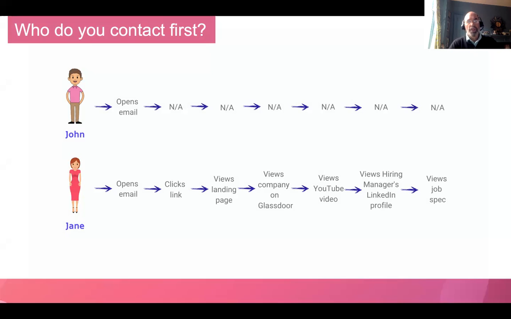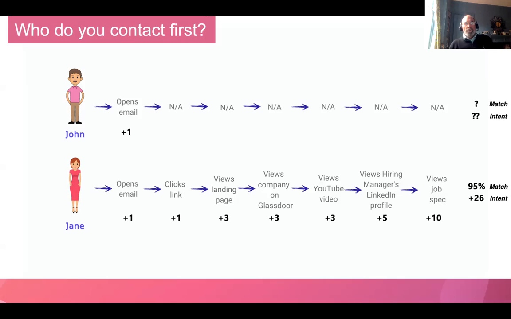So if you imagine that you have John and Jane, and they could both be in your database at the moment, or they could have come in via sourcing, or via recruitment marketing, but both of them open an email, and they get a point for that. Candidate.ID allocates them a point for that. Jane goes on and clicks the link. She looks at the landing page. She looks at the company on Glassdoor. She watches some employer brand videos. She looks at the hiring manager's profile on LinkedIn. She then comes on to look at the job spec.